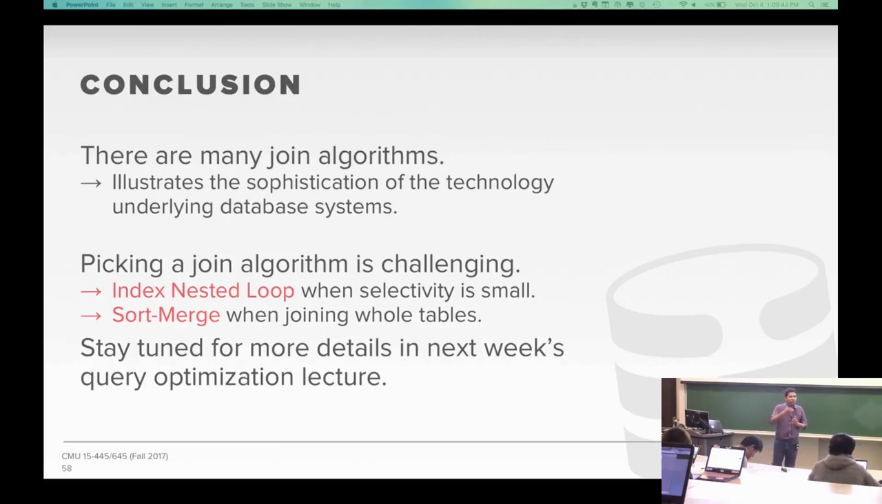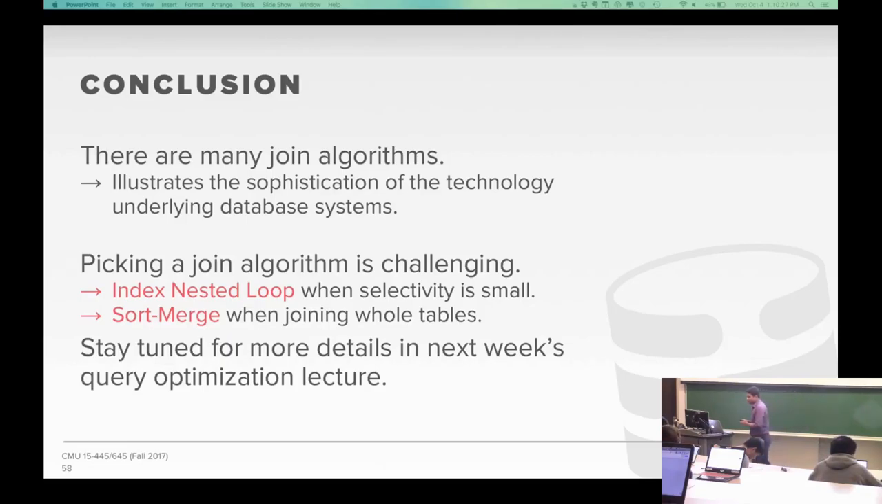Things are tricky because you have so many different join algorithms that can be used for running a particular SQL query. So the query optimizer has to decide which join algorithm should be used for executing this particular query. That's a very interesting problem, and this whole area of research is called query optimization. So stay tuned for more details in next week's query optimization lecture, where we will illustrate how the query optimizer makes these choices about which join algorithm to use, whether to use sorting or hashing, and so on and so forth.